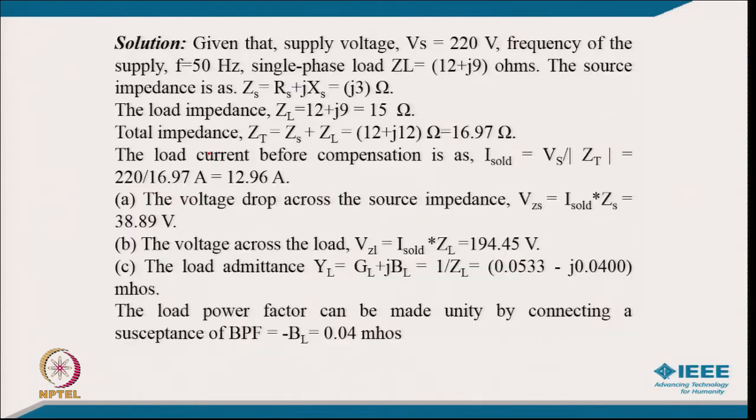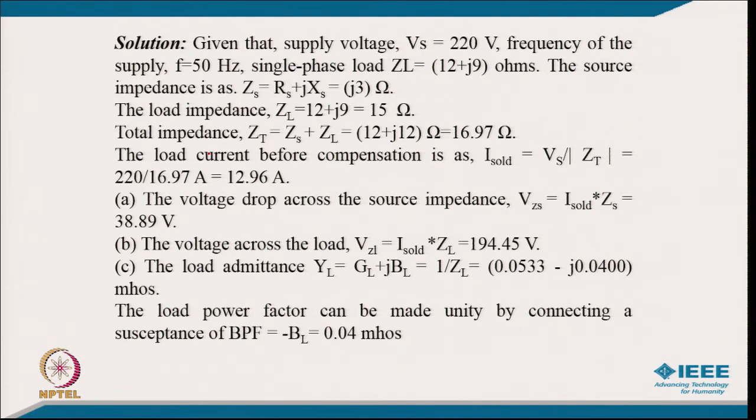Now, coming to the numerical problem, given the supply voltage of 220 volt, frequency of 50 hertz, and single phase load of 12 ohm plus j9 ohm, and the source impedance here is ZS equal to RS plus jX, where RS is 0, and we took only the inductive source impedance, that is 3 ohm, for the sake of simplicity to understand, and the load impedance here is 12 plus j9, that comes to an impedance of 15 ohm.